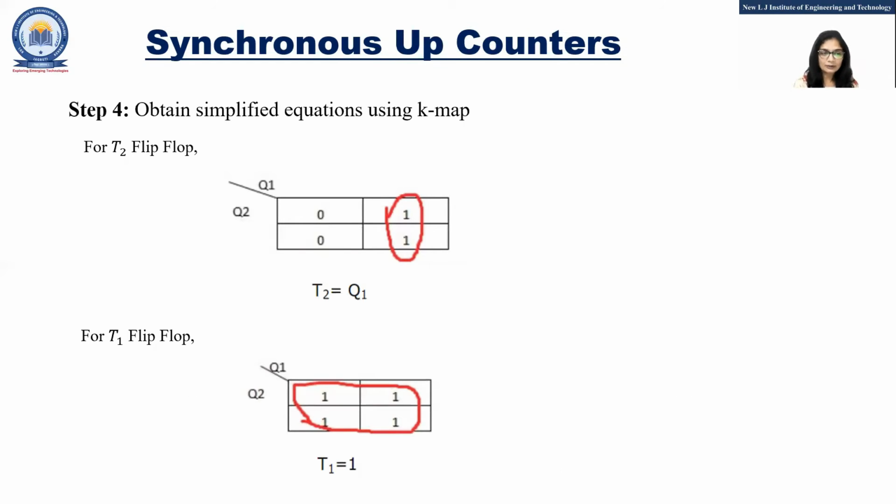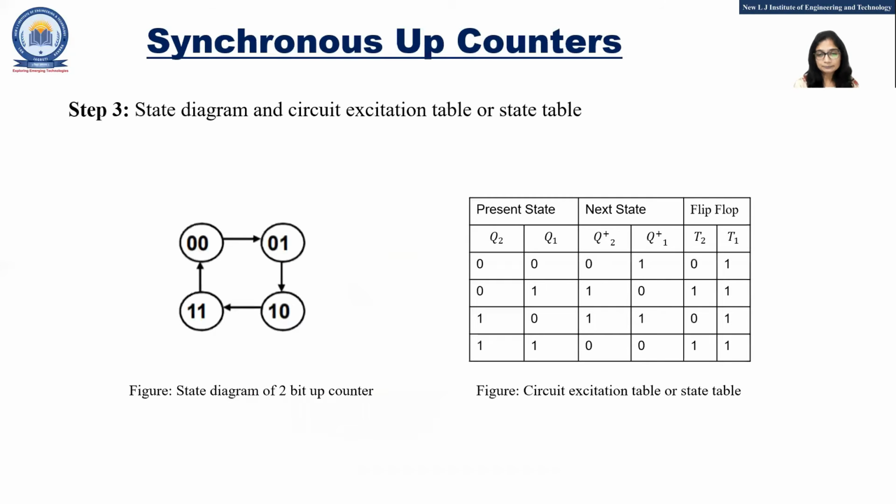Step number 4, obtain simplified equations using K-map. So how will we draw the K-map? Using this table only. Now you know how to draw the K-map, right? We have already discussed it in the previous videos. This is the output, T2 and T1. So I will draw the K-map for T2 separately. Then I will draw the K-map for T1.